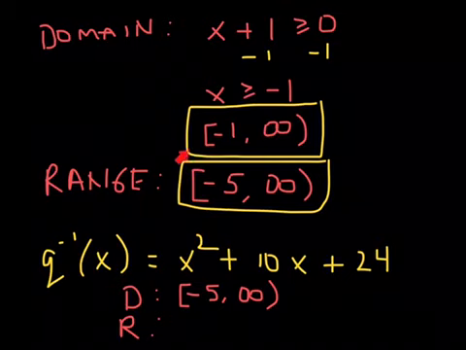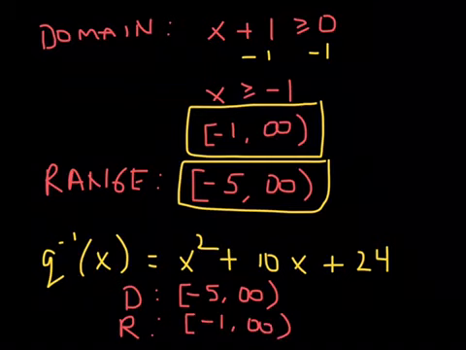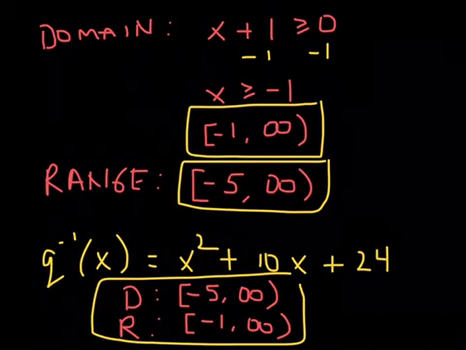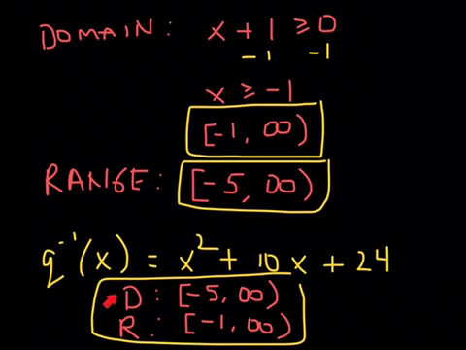All right? So let me write that down. So negative 1 to positive infinity. All right? So this is really, really important. Okay? We know the domain and range for q inverse because we know the domain and range for q. If you know the domain and range for q, you automatically know the domain and range for q inverse. They just swap. All right?